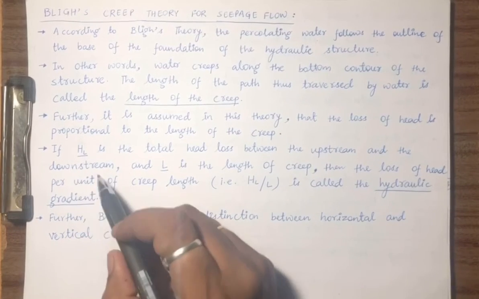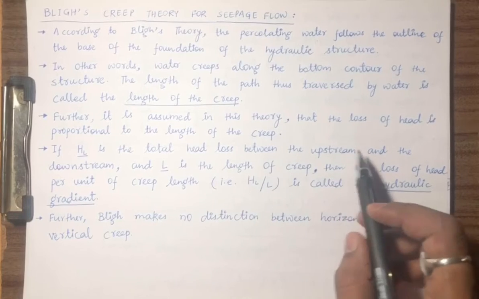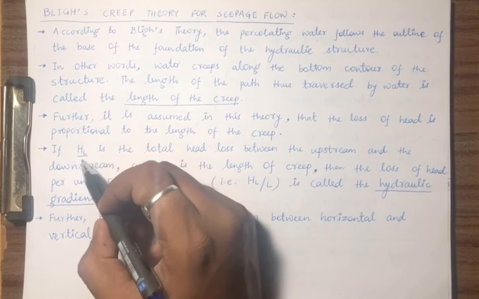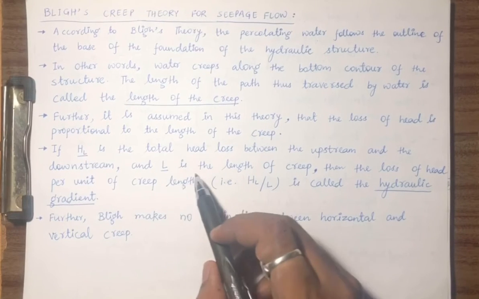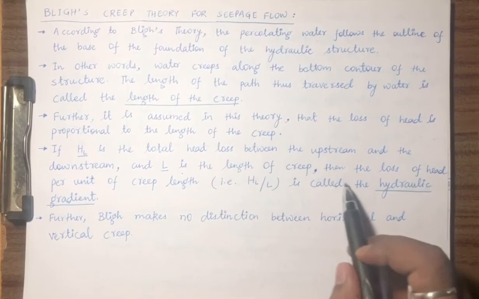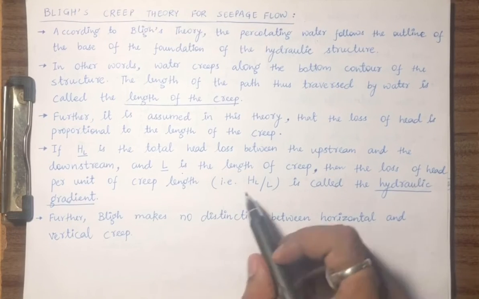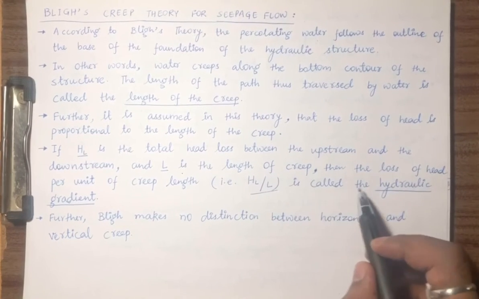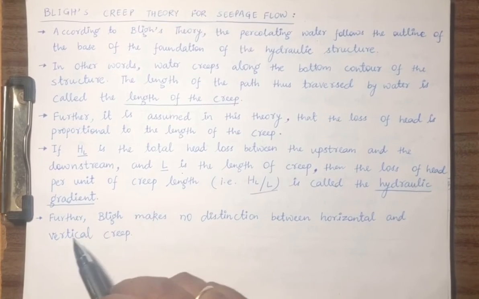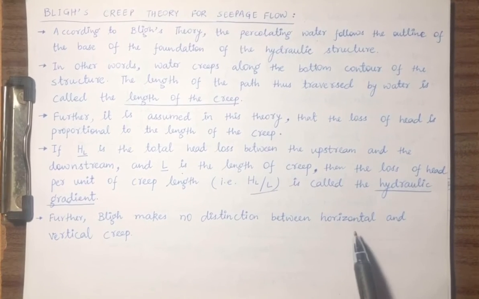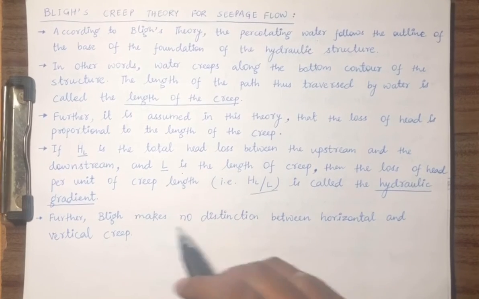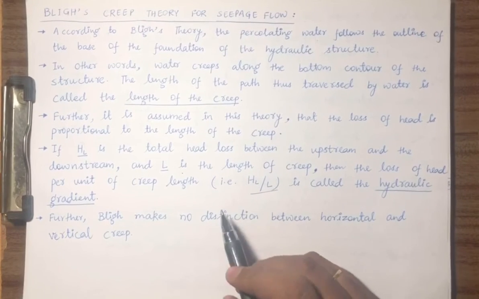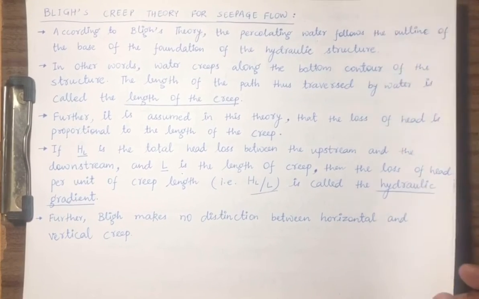So if HL is the total head lost over a length L, which is the length of creep, then the loss of head per unit creep length will be HL upon L, which is the gradient, and it is called the hydraulic gradient. Further, Bligh makes no distinction between horizontal and vertical creep. So this was the major drawback of this theory, that he was not able to distinguish between horizontal creep and vertical creep.